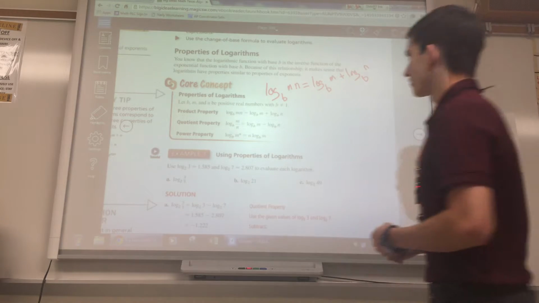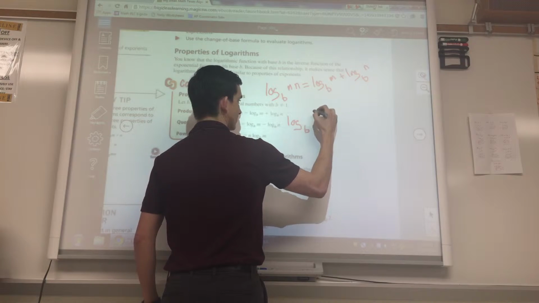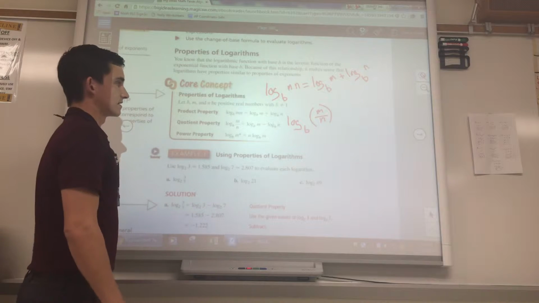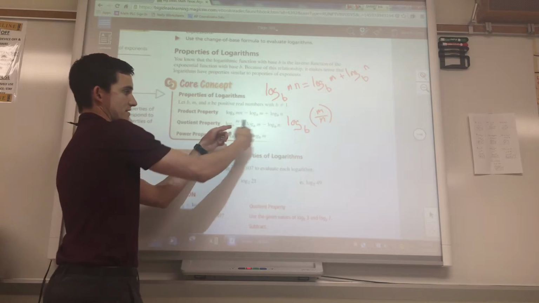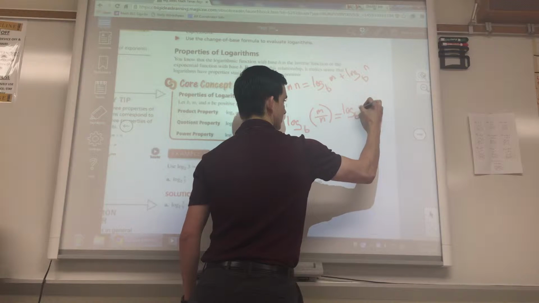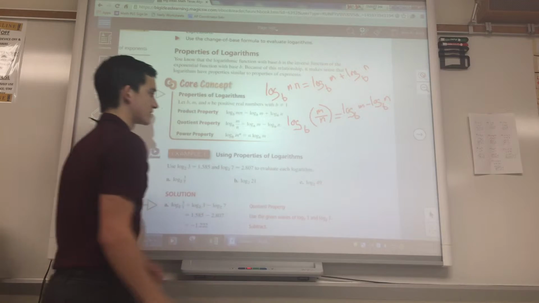Okay? When you're dividing exponents, like log base b of m divided by n, and that's what this one says right here, that's the same as subtracting them. Log base b of m minus log base b of n. That's the same as subtracting them.